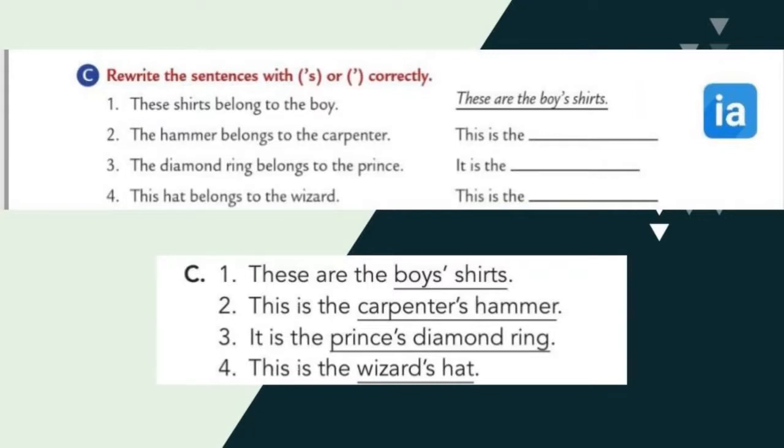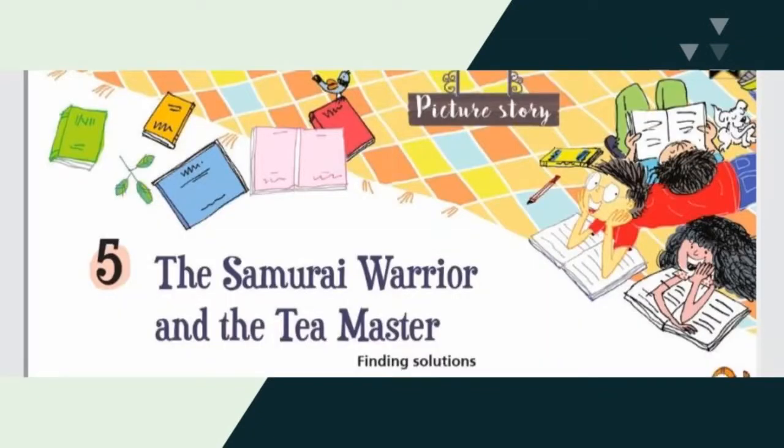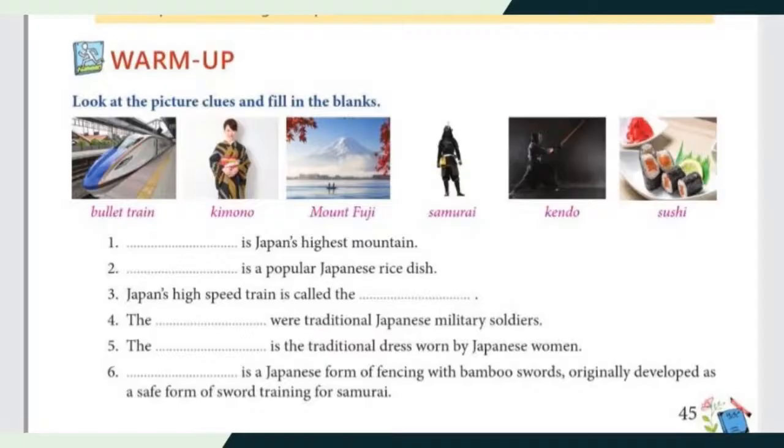Students, in grammar, chapter 6 is over. Now we are going to see the new chapter in your English textbook. That is chapter number 5, The Samurai Warrior and the Tea Master. So all of you take your English textbook and take chapter number 5, The Samurai Warrior and the Tea Master. Students, this chapter is about how to overcome difficulties or problems with confidence and peace of mind. So this is what we are going to learn in this chapter.